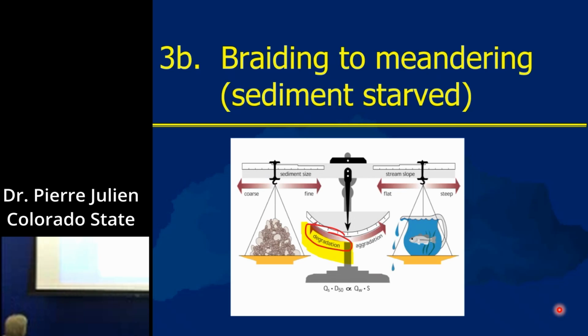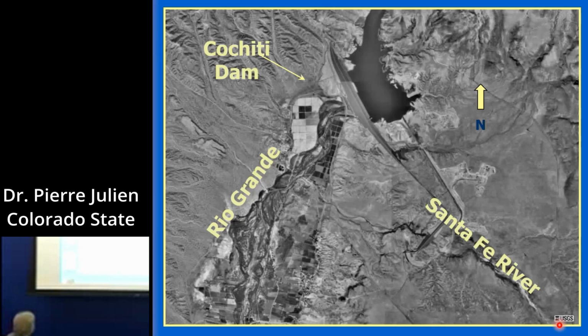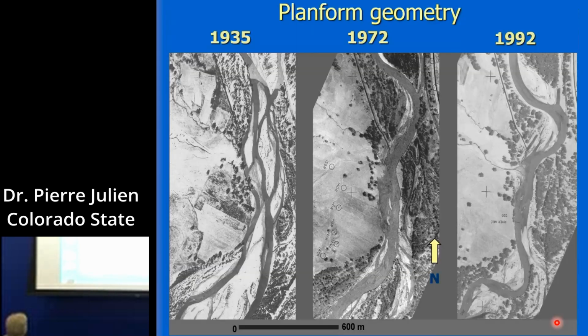Okay, so we're looking now where I'm going to reduce the sediment load here. I'm going to starve it a little bit. So now the scale is going to go in the opposite direction. The arrow will come in the direction of degradation. The Rio Grande Cochiti Dam was built in '73, '74, and then impact started below in '75 or so.